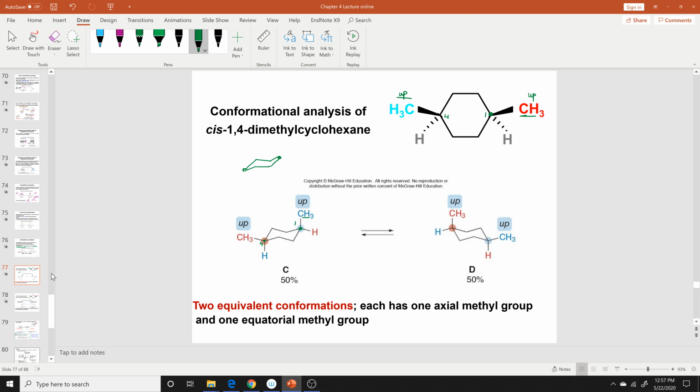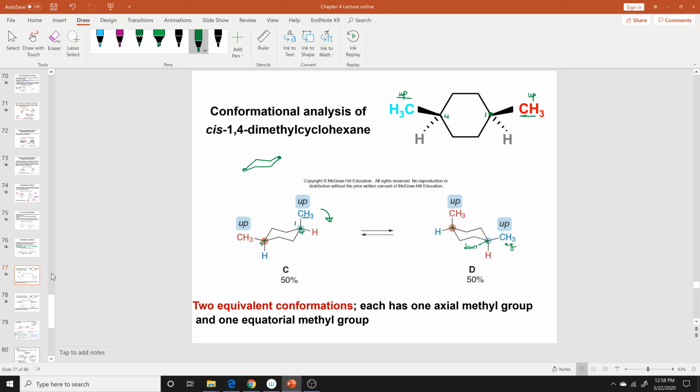Go ahead and do the ring flip. When you do the ring flip, axials turn into equatorials, equatorials turn into axials. So this CH3, you're just going to flip that. So see that carbon? This carbon is up. It's going to become down. So this carbon now is down. The CH3, however, is going to stay the same. If it's up, it stays up. So now it's going to be on the equatorial. The CH3 over here is up. It needs to stay up. And now it is on the axial.